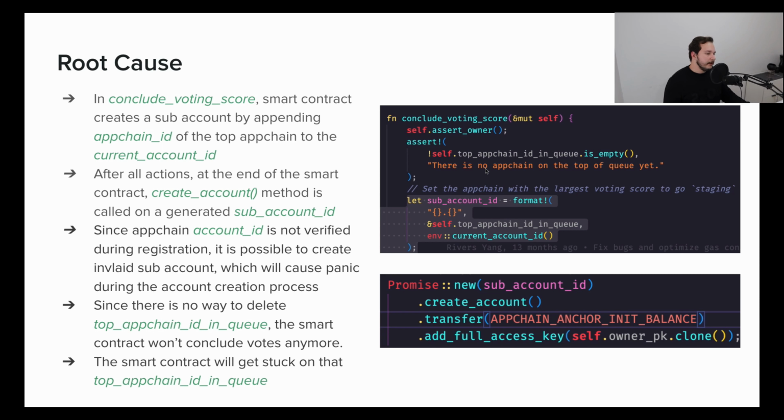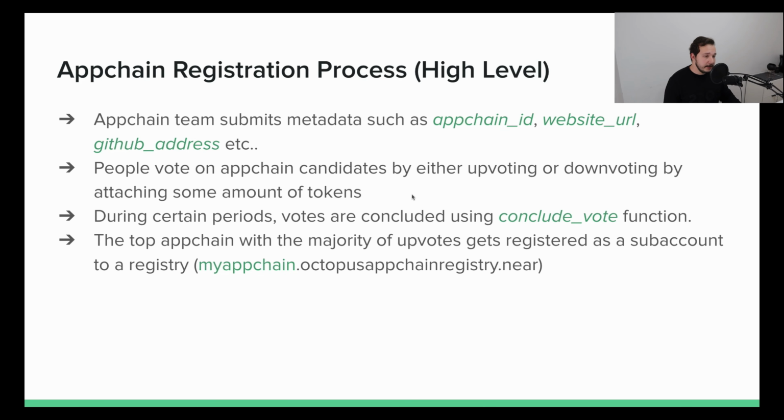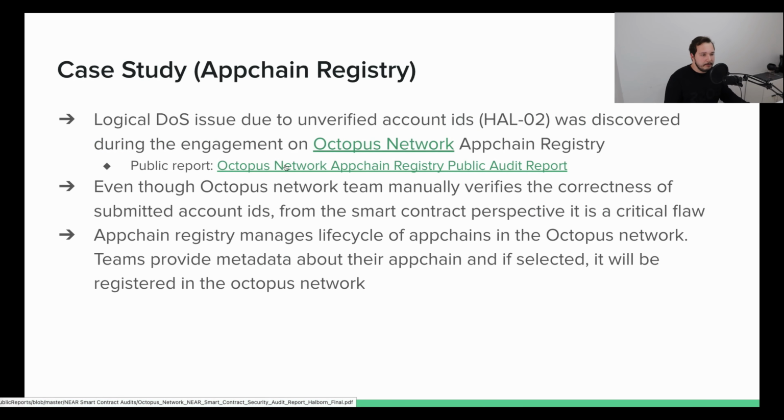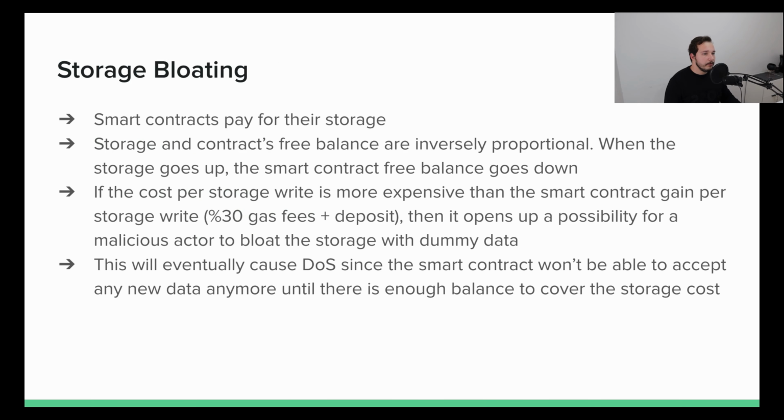So if you add validation to Appchain ID, you won't accept it in the first place, and it won't ever become the top Appchain ID in queue, and then it's going to get solved. Because if you cause a panic in here, the top Appchain ID in queue won't get removed ever. So you basically have denial of service on conclude voting score. So yeah, that's pretty much it on the root cause. And again, if you want to read more, just go to the public report in Octopus Network, public report in Halborn's repo. So let me move on to storage bloating.